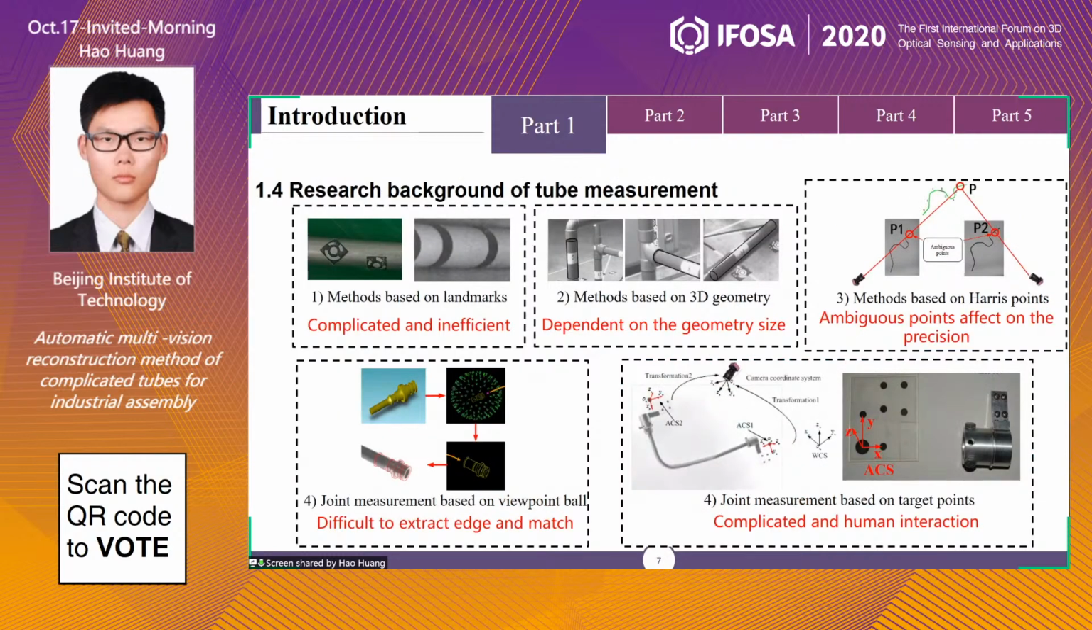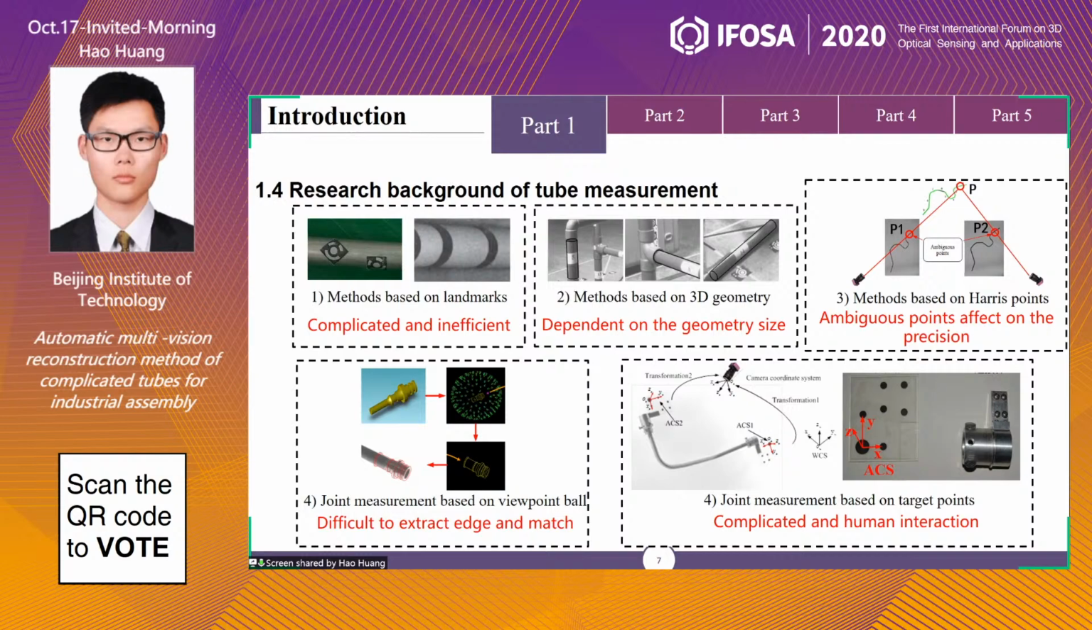At present, the tube measurement methods based on machine vision mainly include the following. The first kind of method is to attach mark points to the tube surface, catching the landmarks from images to reconstruct the tube model. However, these methods are complicated and inefficient. The second kind are based on 3D geometry. Tubes are composed of line segments and arc segments. Therefore, these methods determine the position and orientation of these features to complete the measurements. But these methods heavily depend on the geometry size and cannot be used for complex tubes.